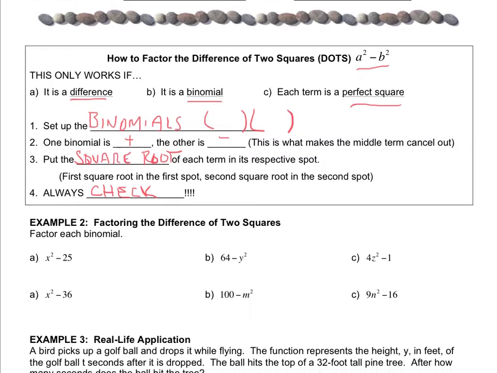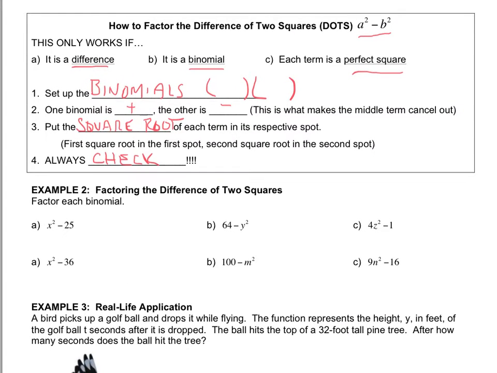So if I am looking at x squared minus 25, well, does it satisfy the factors? It is a difference. Yes. It is a binomial. There's only two terms. Yes. Is each term a perfect square? Yes. So I look at my steps. It says set up the double bubble. Take the square root. I'm sorry. We'll go right the way it says.